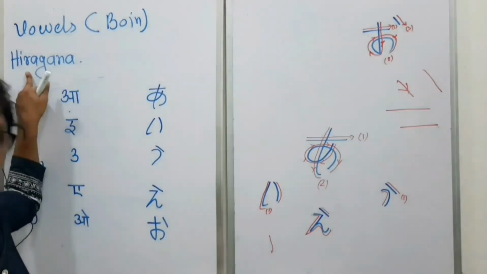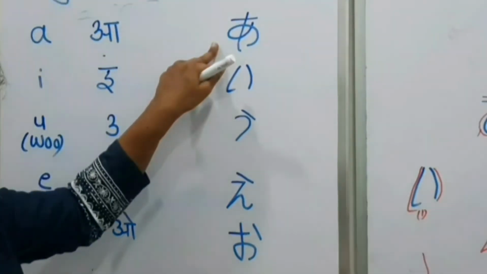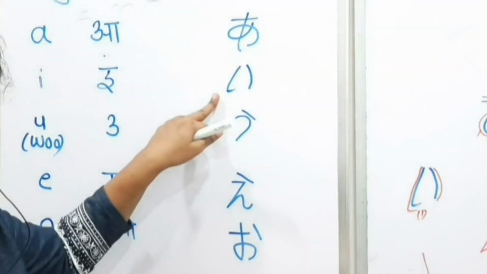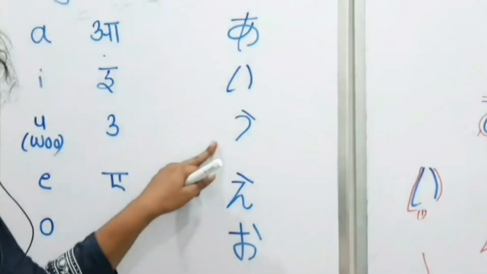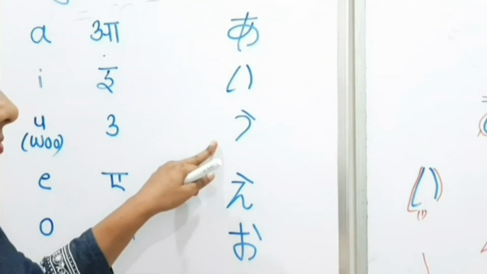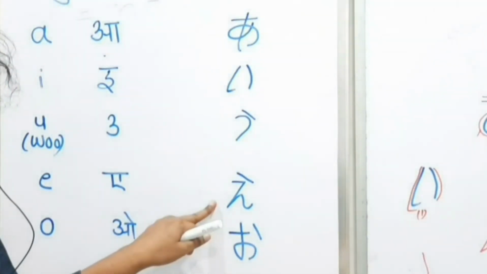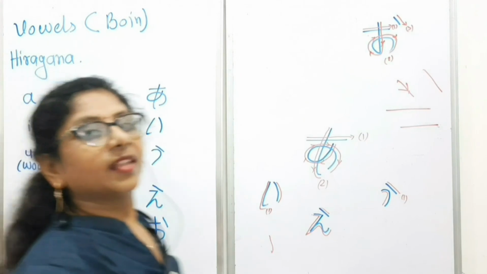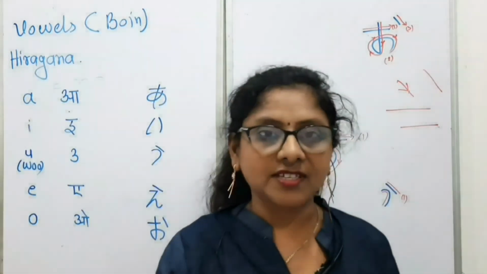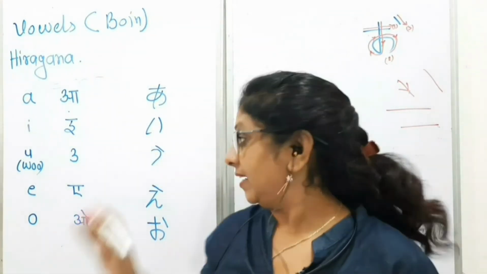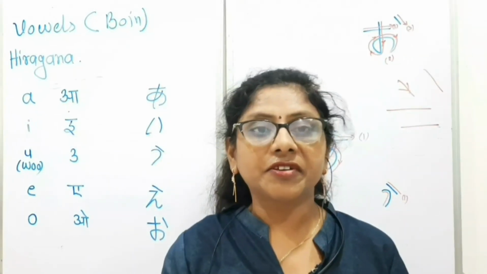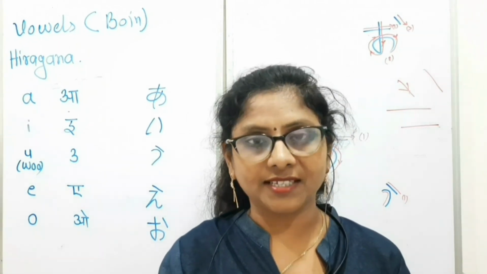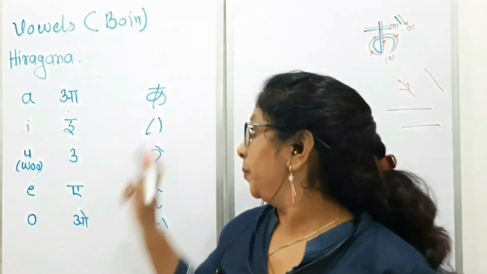Then what did we learn today? Vowels in Hiragana. First is A, then I, this is U, this is E, and lastly O. Understood? These are the vowels. Now here we will stop. You practice this for 1 week. In the next video, I will bring the K sound. So you practice this.